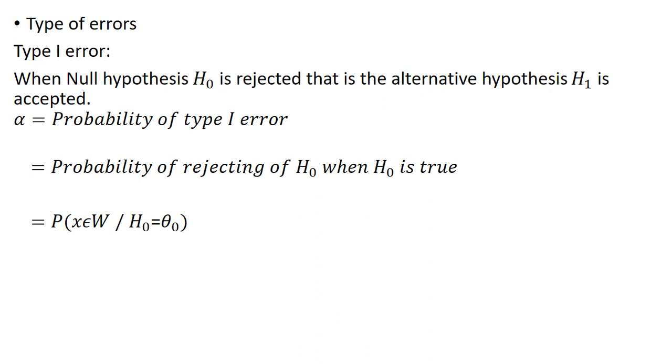What was W? W was the critical region. X belongs to W, and x was a typical point from the critical region, when the null hypothesis is true.